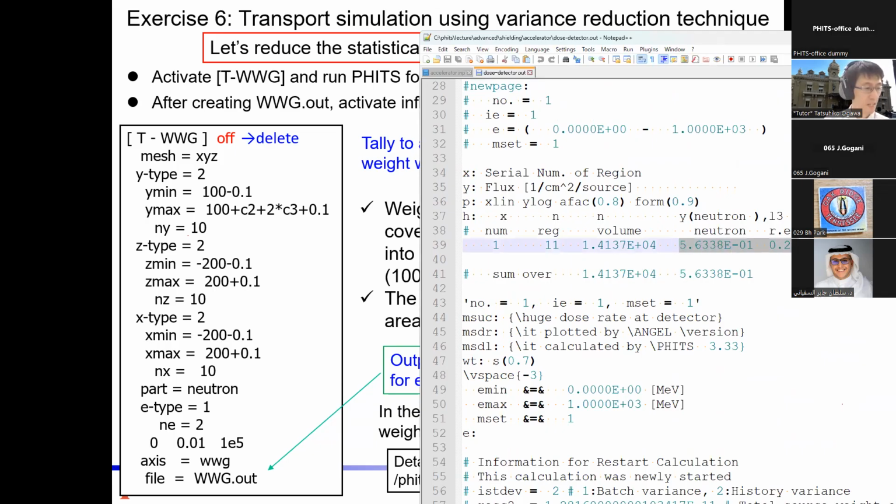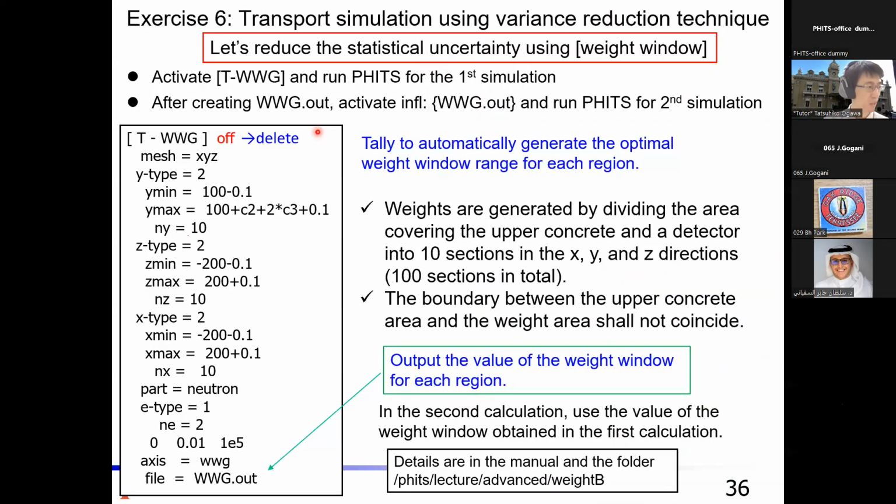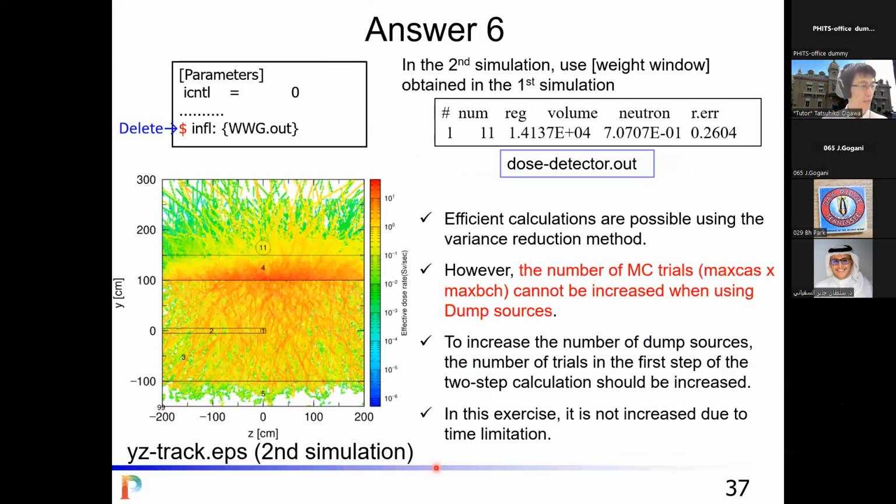This time, the statistical uncertainty is reduced down to 21%. If I run it again, it will be even smaller. So in this way, we can reduce the statistical uncertainty by making use of a weight window and weight window generator. Even though it is based on dumped data created on this surface, we can increase the statistics here.